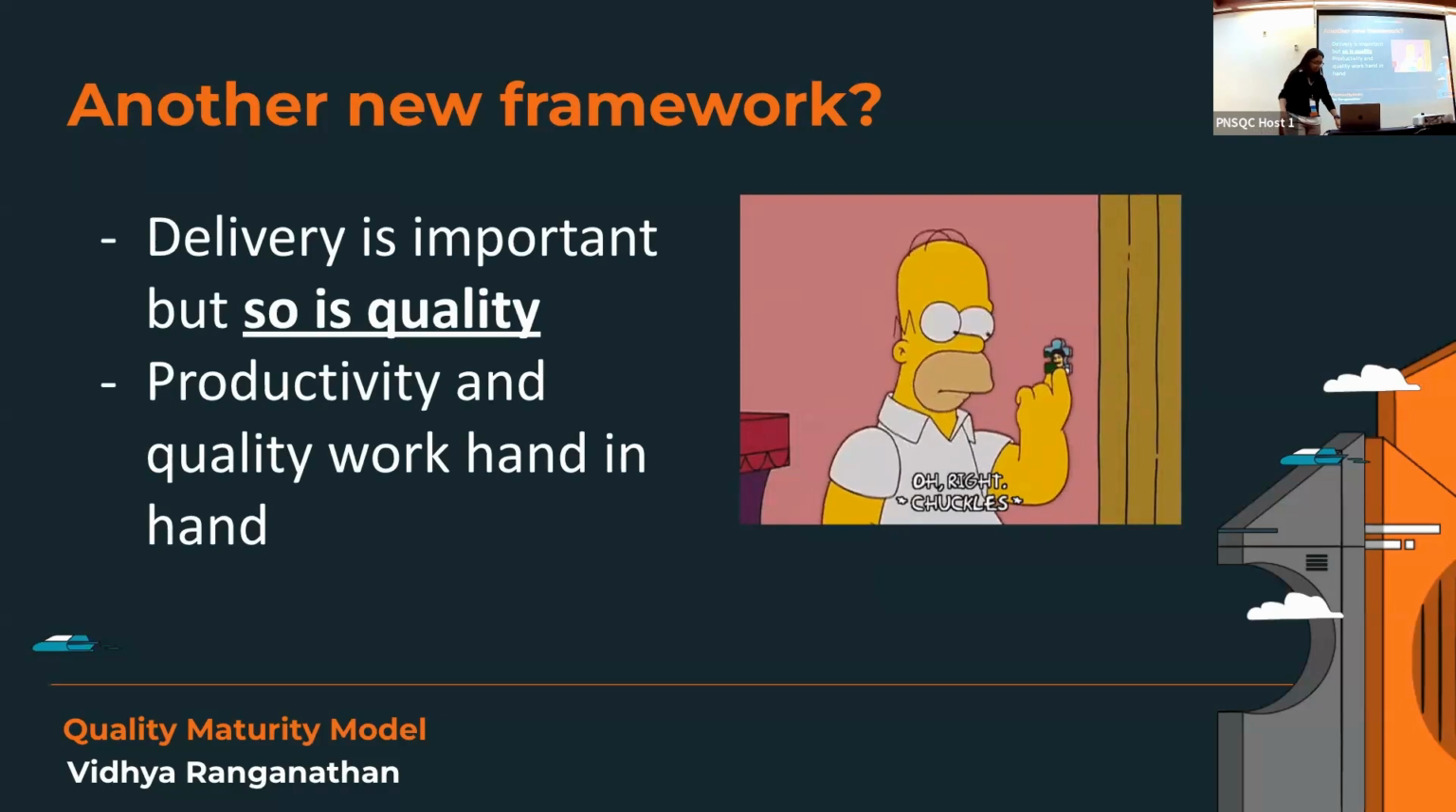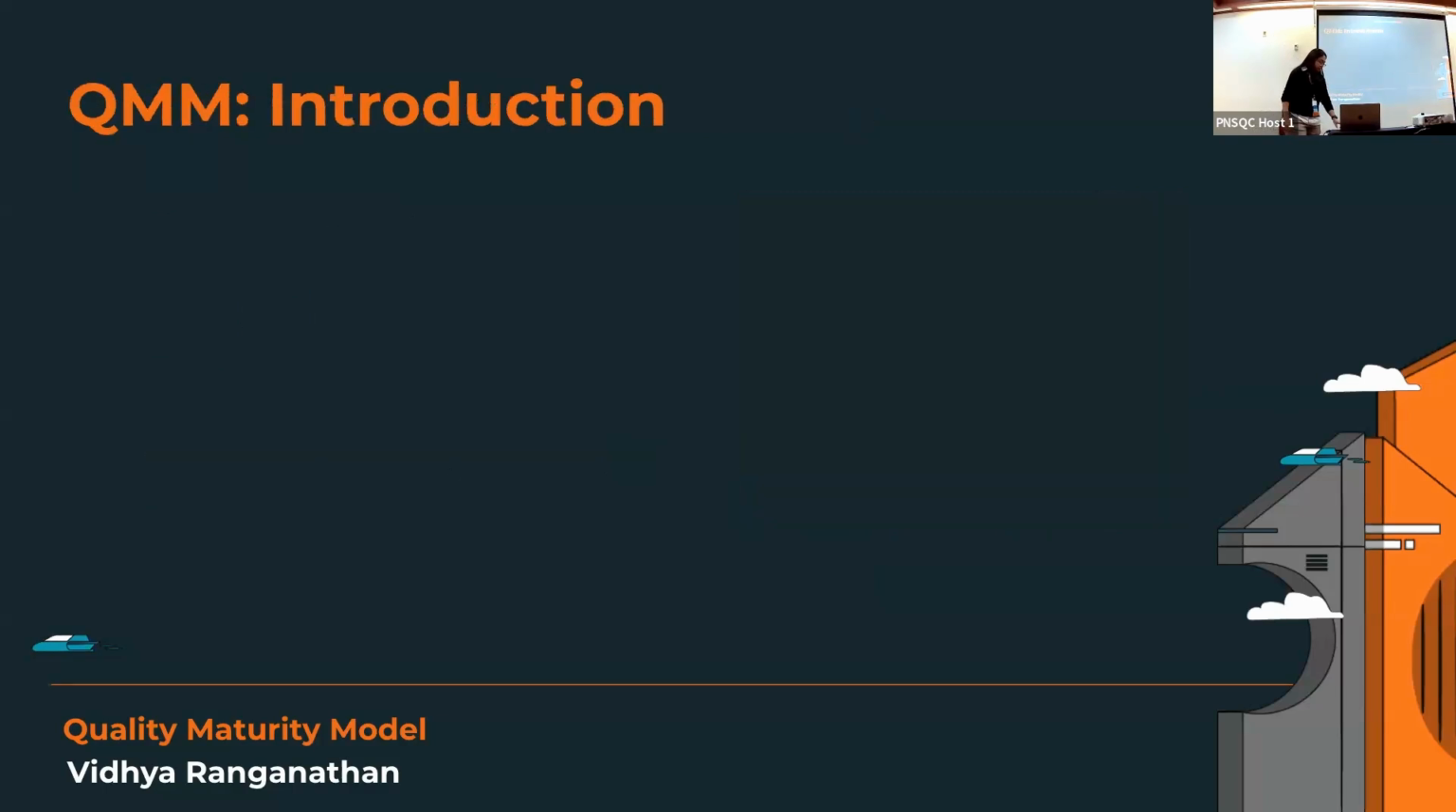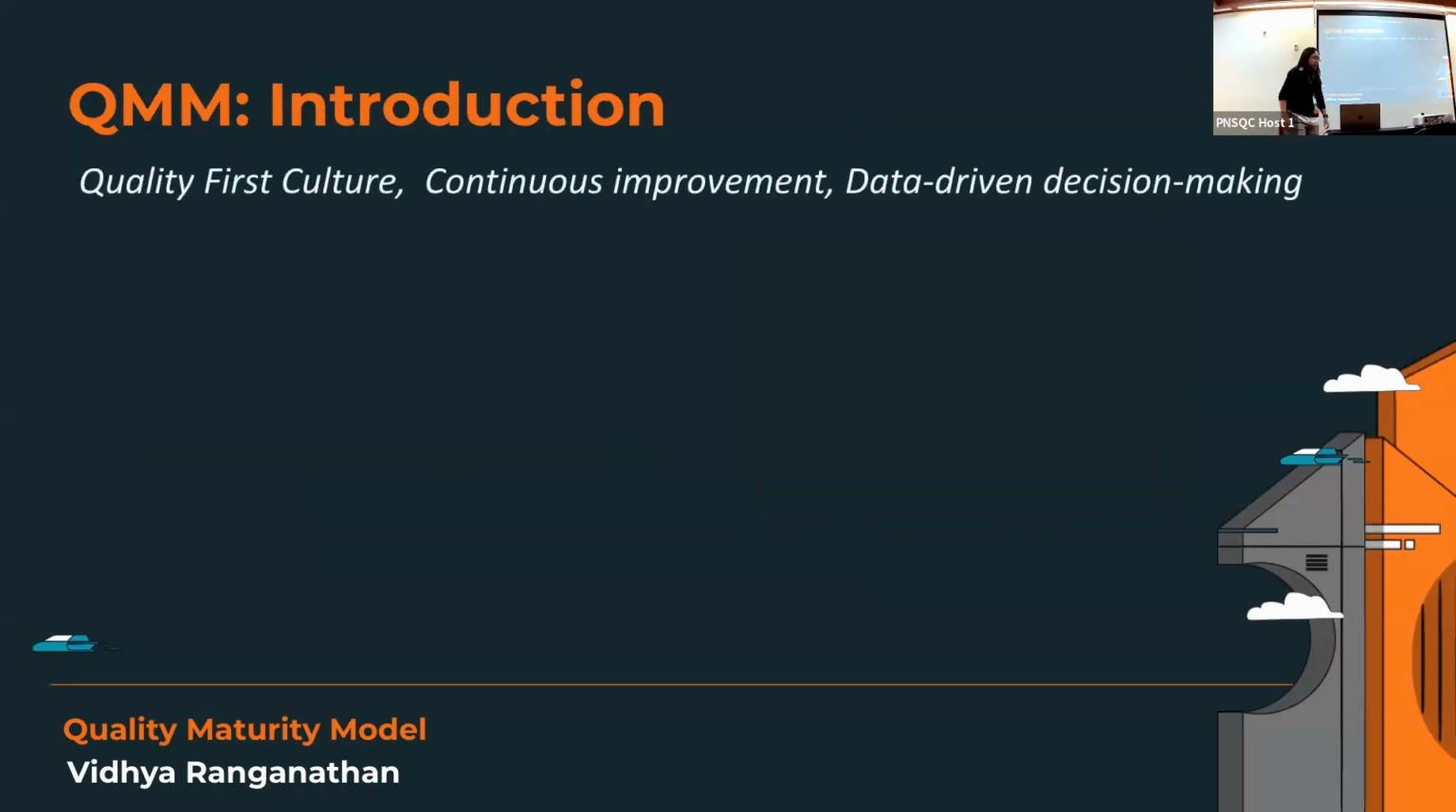So with that context, this is why we want to introduce this whole quality maturity model. When we built this model, there were three basic principles that we wanted it to have. One is that it needs to support a quality-first culture in your organization. And it needs to be based on continuous improvement. We all know, in a big conference like this, why continuous improvement is important, because we've had people come and present different practices in quality. And that needs to be factored into any generic model that we build.